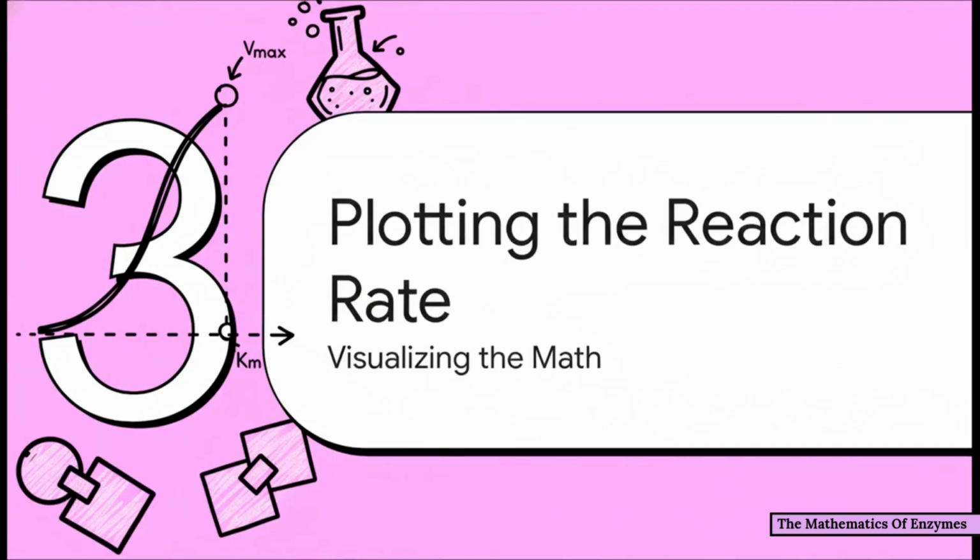Now, an equation is great and all, but you know what they say? A picture is worth 1,000 words. So how do we actually visualize what this equation is telling us? And maybe more importantly, how can we use that picture to figure out Vmax and Km from real lab data?